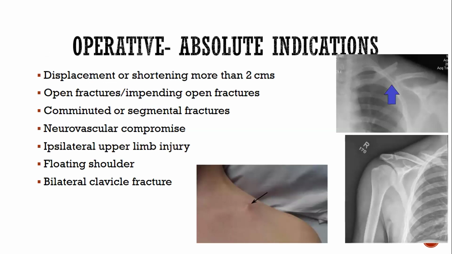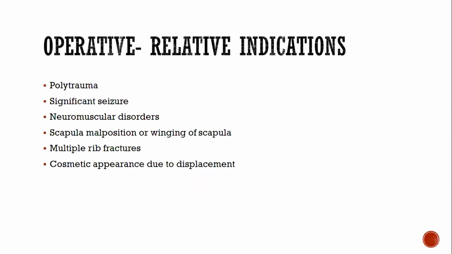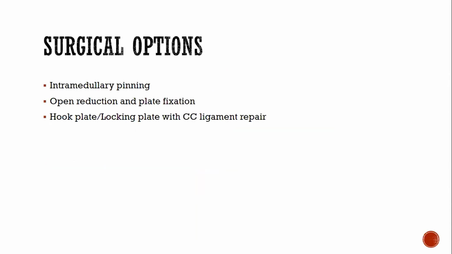open fractures, comminuted or segmental fractures, fractures with neurovascular compromise, fractures with ipsilateral upper limb injuries, floating shoulder, and bilateral clavicle fractures. Relative indications are polytrauma, patients with significant seizures or neuromuscular disorders, scapular malposition or winging of the scapula, multiple rib fractures, or cosmetic appearance.